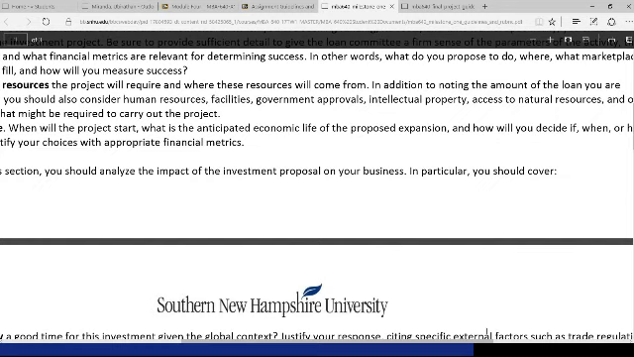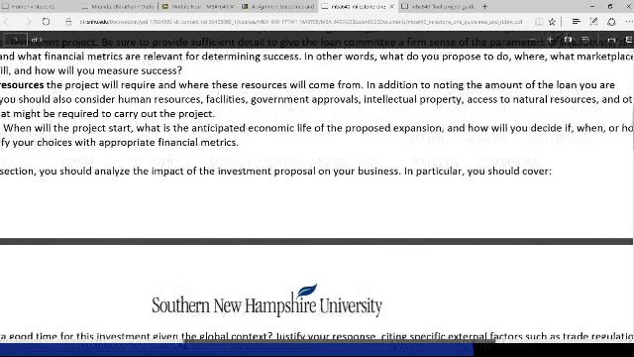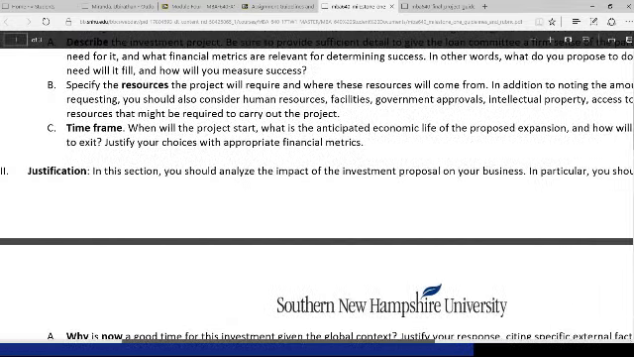But for a time, the first entrance into a market will enjoy a certain amount of fun in the sun, right? Kind of a honeymoon period. But then comes the competition, and it takes that away from you, right? So, what is the economic life of the proposed extension, and how will you decide if, when, or how to exit? Now, this is important.